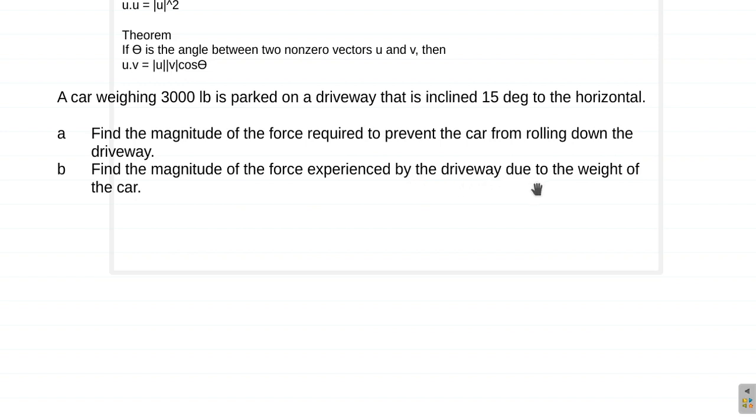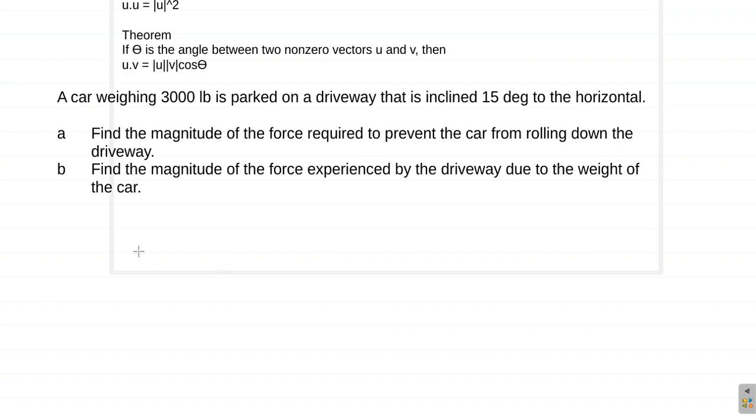I guess it would be the magnitude of it at right angle to the surface, right? By the driveway due to the weight of the car. Alright, so we see if we can get a little representation of what you're supposed to do.